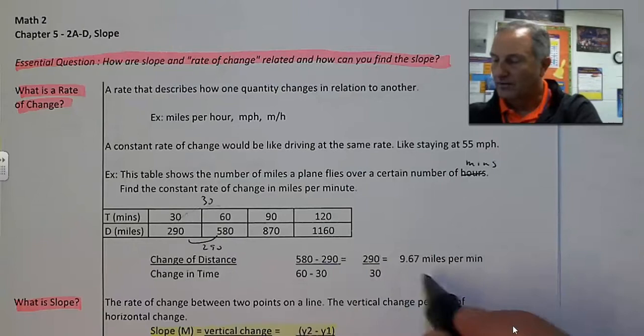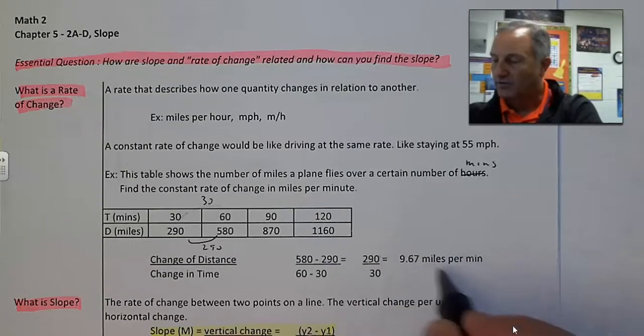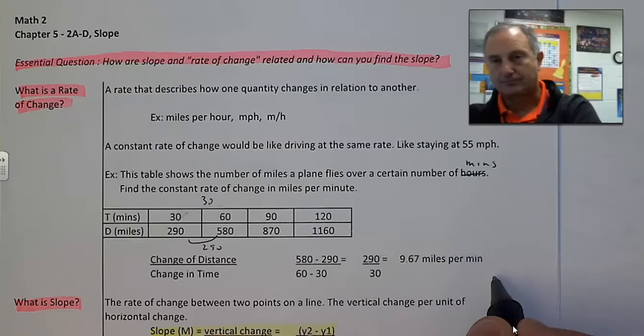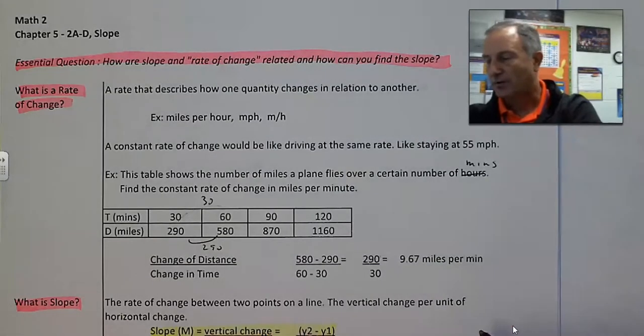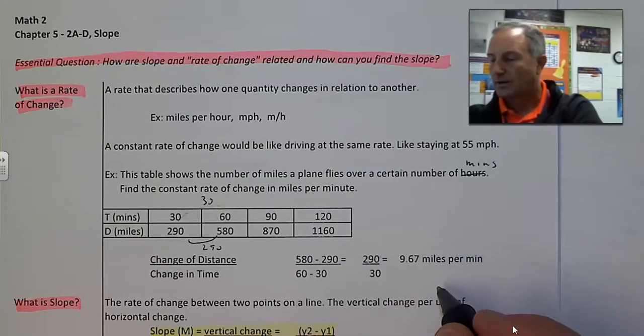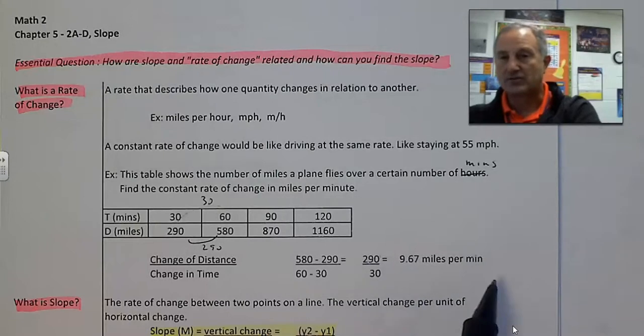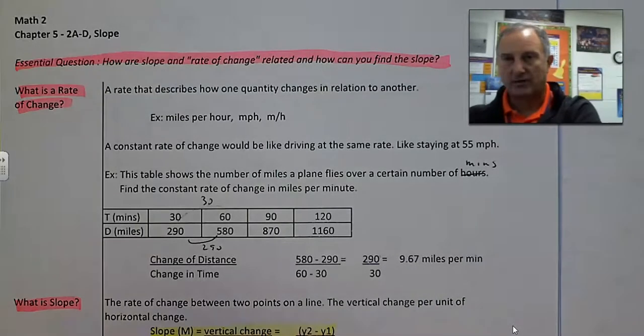So you're traveling at a constant rate, 290 over 30, 9.67 miles per minute. If you want to know what that is per hour, just multiply by 60. It's like 550 miles per hour, something like that. So that's a constant rate of change. You're traveling at a constant rate of miles per minute.